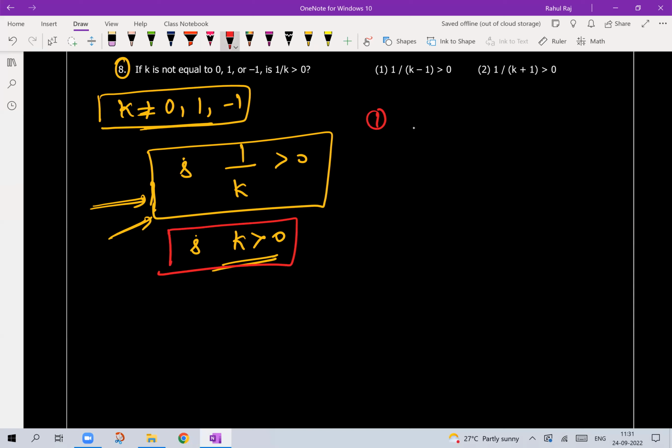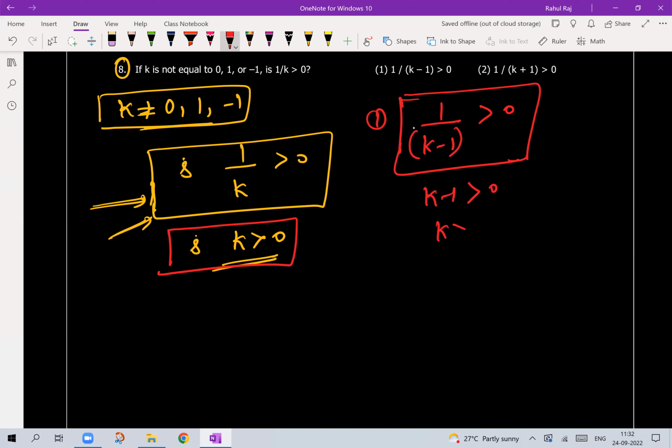Now, option number 1 says 1 over k minus 1 is greater than 0. Our statements are always absolute. Be very sure. This is a statement that is given to you: 1 over k minus 1 is greater than 0. It means a by b is greater than 0. This is statement number 1, so this is a place where we can't challenge it. When is this condition possible? Only when k minus 1 is greater than 0, and it means k is greater than 1. See, option number 1 says k is greater than 1. Because if k is greater than 1, k is by default greater than 0. I can say 1 is sufficient.